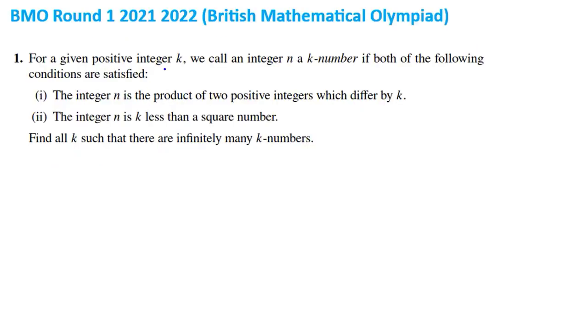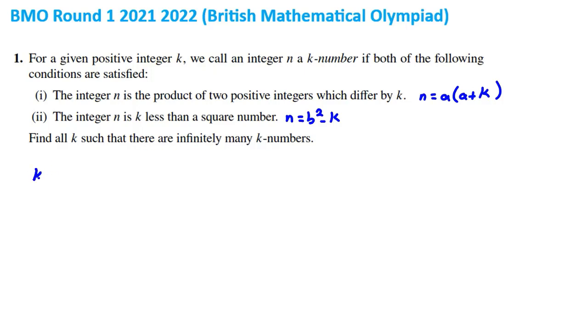Okay, it says for a given positive integer k, we call an integer n a k number if both of the following conditions are satisfied. The integer n is the product of two positive integers which differ by k, so it will be a times (a plus k). And the integer n is k less than a square number, so it is b squared minus k. Find all k such that there are infinitely many k numbers.